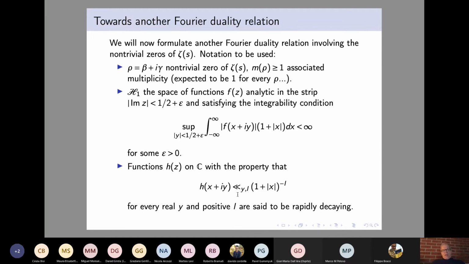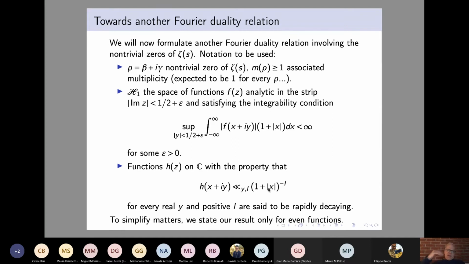And then we will also need to speak about functions that behave very nicely. So we will say that the function decays in the way I've written here, along any horizontal line, for any power L. L can be anything. So it's sort of the same thing as you see in the definition of a Schwartz function. Right. So then I give you our theorem on the next slide, I think.